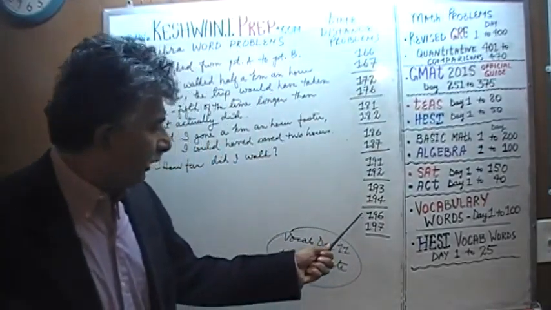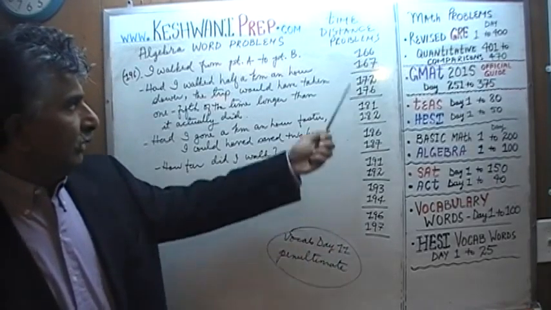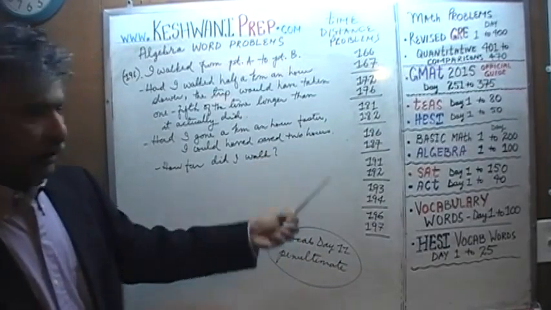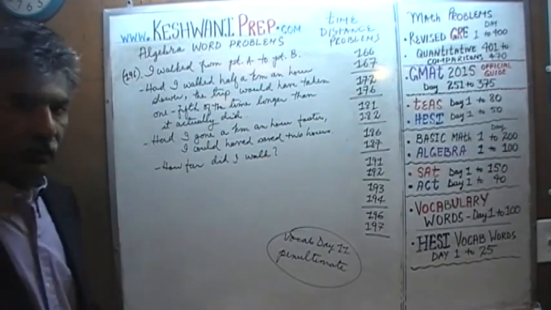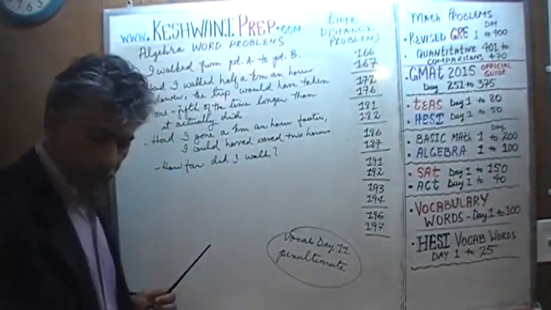So today we'll do the second to the last problem. Tomorrow we'll do 197. That will be the very last one on the notion of time and distance. And then we'll do three more problems, and that will be the end of this series of algebra word problems. Altogether, we'll have 200 word problems. Let's get going. Time and distance.